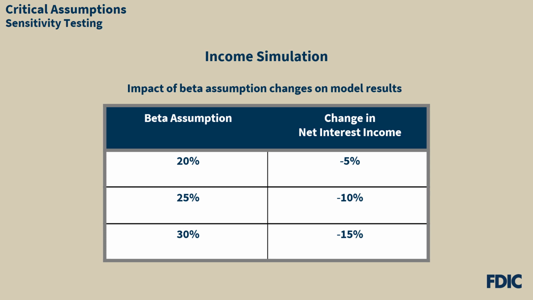This sensitivity analysis example shows net interest income results under multiple deposit beta assumptions. Even a small change in the beta assumption can have a material impact on net interest income results that the board may need to consider when reviewing the bank's risk management framework.